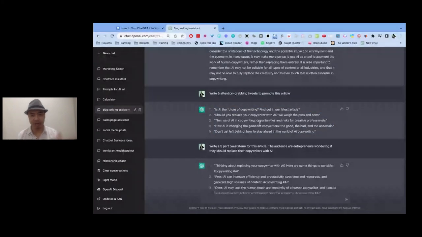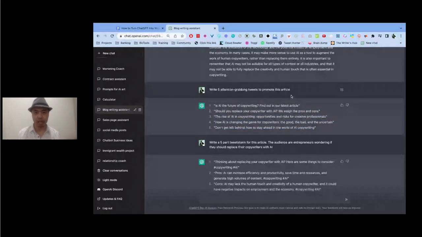I could have asked it for 10 or 20. And so you can do that as well. And here, really I found the first 2 were very good. And the last 3 didn't fit the context or the angle I was looking at for the article. So I think if I asked it to write 5 attention-grabbing tweets to promote this article, and then gave it a bit more context, then it probably would give me better tweets or better social media posts, right? But the first two were usable, so that was good.